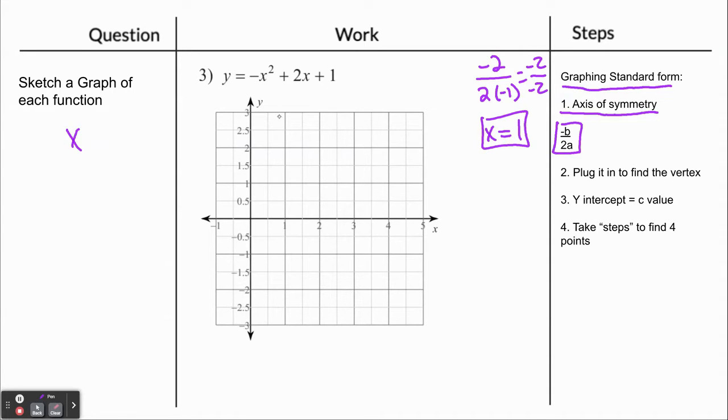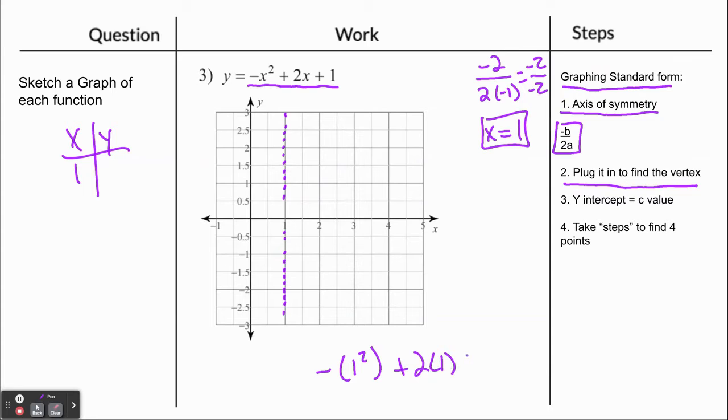So what that means is that when x equals 1, this is going to be the middle of our parabola. Now we can find our vertex by plugging in this x value. So if we look at a little chart here, we plug in 1 into our equation. So we have negative 1 squared plus 2 times 1 plus 1. So 1 squared is 1. We have negative 1 plus 2 times 1, which is 2, plus 1, and that's just giving us a positive 2. So our y value is going to be 2, so that is our vertex.